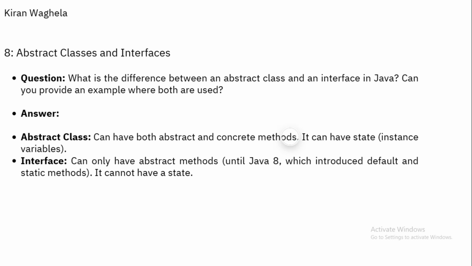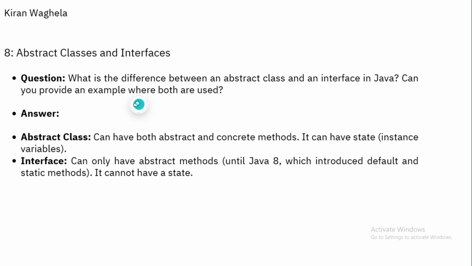Next question, in the category of abstract classes and interfaces, the question will be like this: what is the difference between an abstract class and an interface in Java? Can you provide an example where both are used? The question is asking for two answers in one: what is the difference between abstract class and interface, and can you give an example where both can be used?